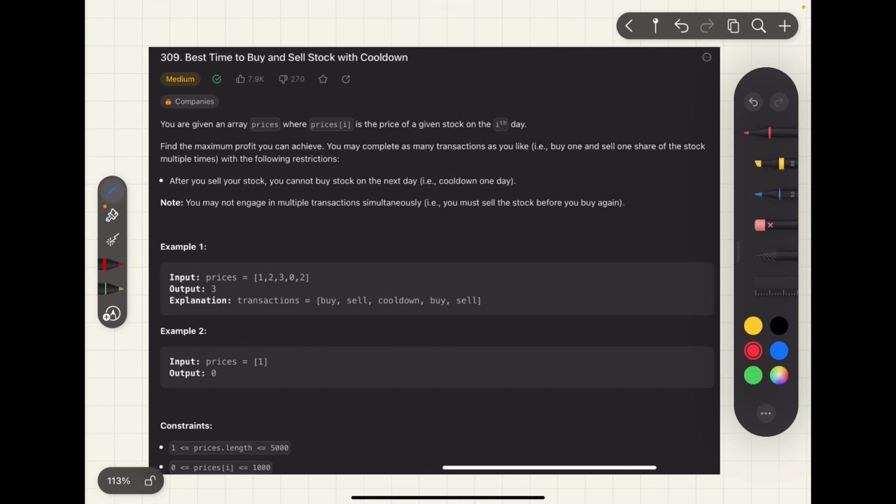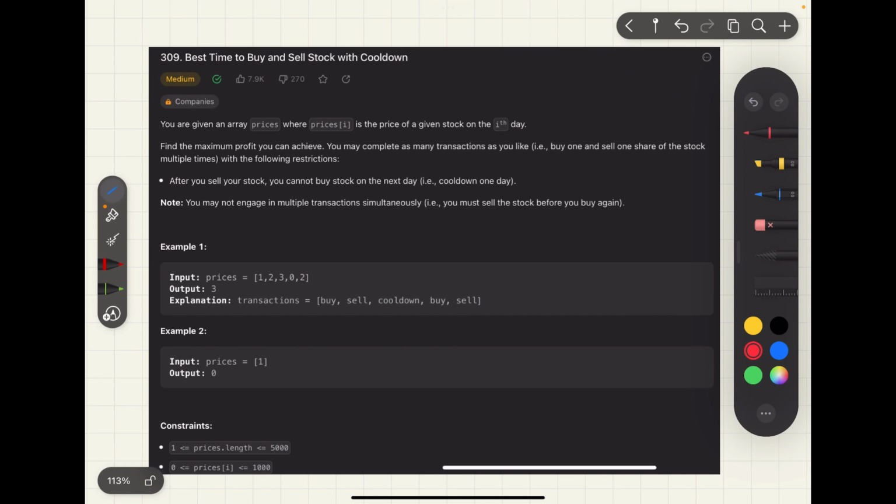So let's quickly go through the problem statement first. You're given an array prices where prices[i] is the price of a given stock on the ith day. Now find the maximum profit you can achieve. You may complete as many transactions as you like, that is, buy one and sell one share of the stock multiple times with the following restrictions. After you sell your stock, you cannot buy on the next day. So there's a 1 day cooldown period.